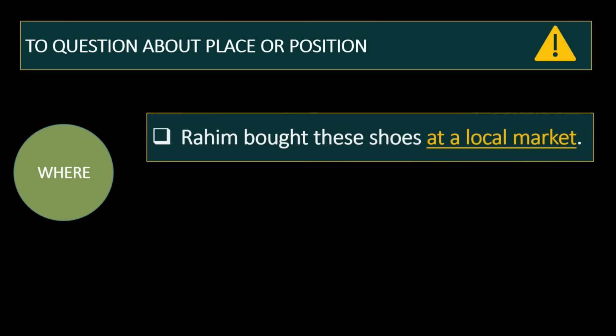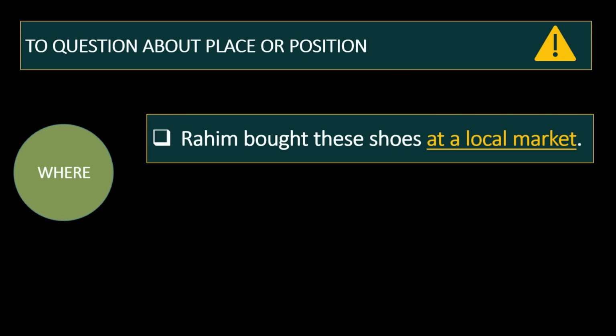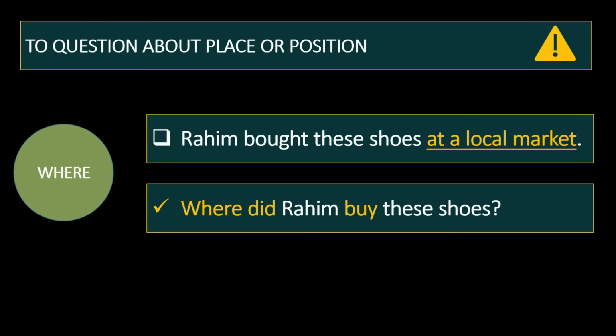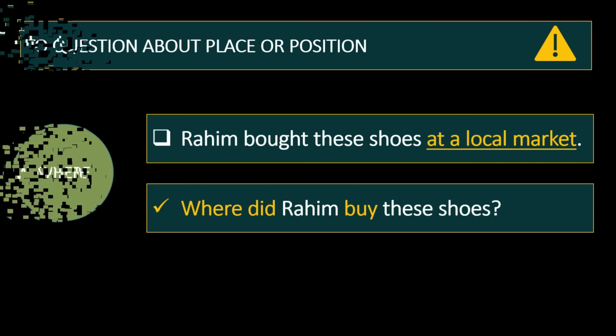Look at another example sentence. Rahim bought these shoes at a local market. This at a local market tells us about the place where Rahim bought these shoes, right? Now how can we ask the question? We have bought, split that, you get did and buy, put Rahim in the middle. This is what we get. Where did Rahim buy these shoes?